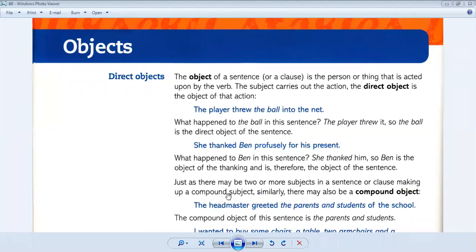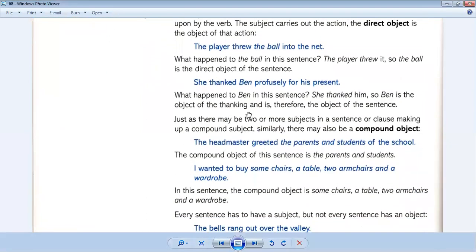Okay, all these sentences are perfect. Now let's go and complete. I wanted to buy some chairs, a table, 2 armchairs, and a wardrobe. Thank you, Yasmin. That's a great one. I made a few calls. She killed her husband. That's enough, guys. Please don't send any more. The compound object of this sentence is the parents and students.